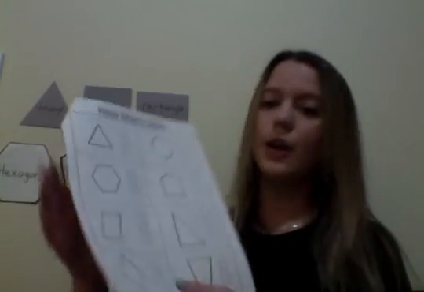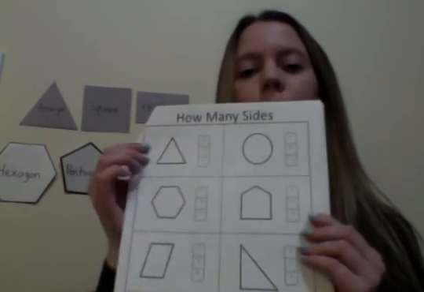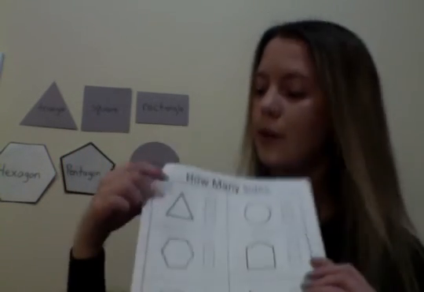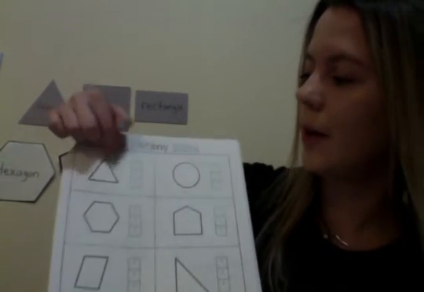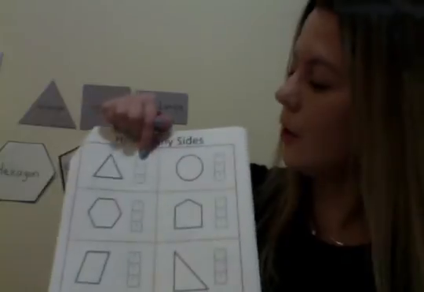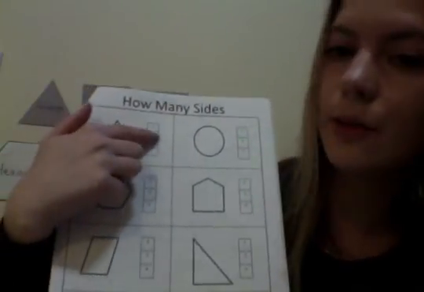And finally, the next page, it says how many sides. You're going to look at the shape. You are going to count the sides. So for example, this triangle, we are going to count how many sides it has. 1, 2, 3. And then you are going to circle the one that says 3. So you, in this case, will be circling the 3 over here. Those are the 3 pages that you are going to be working on.